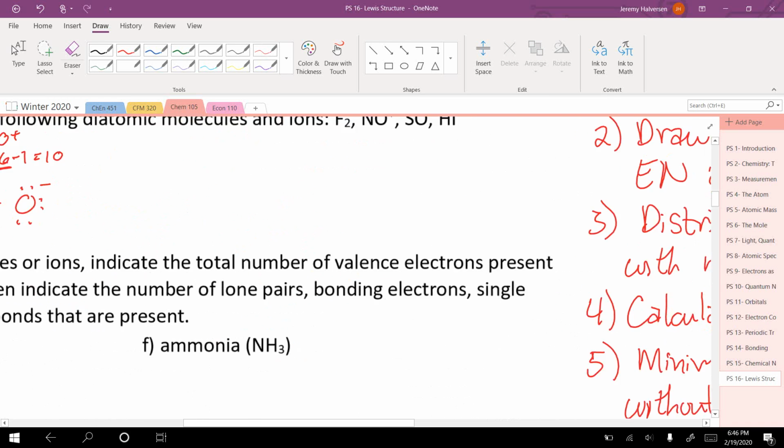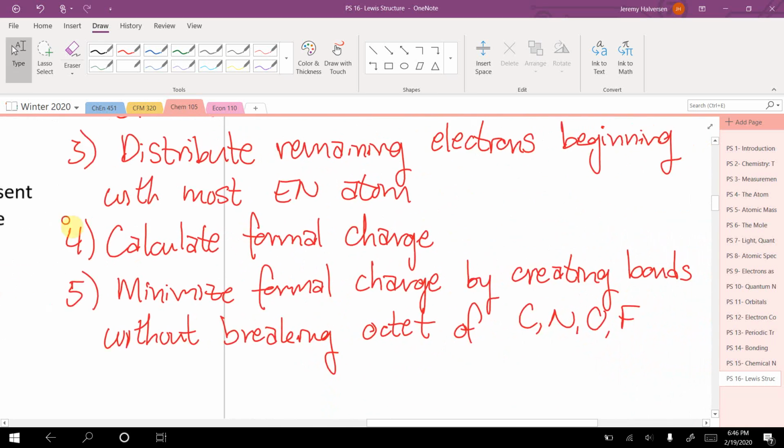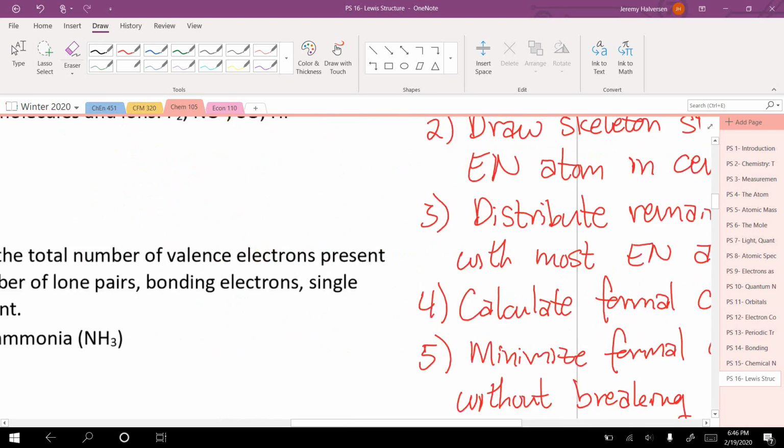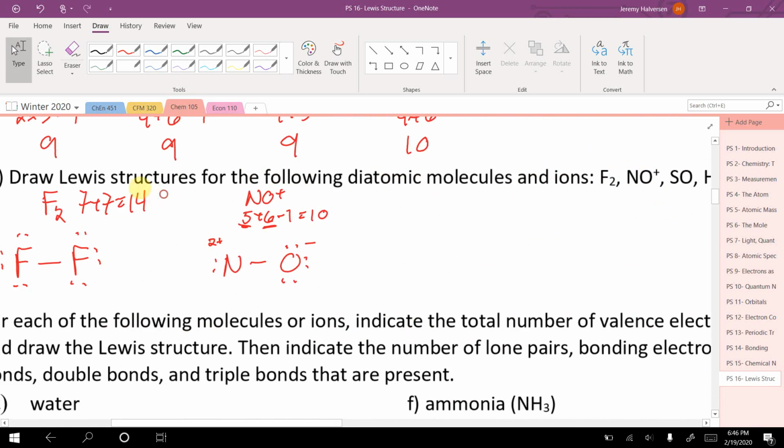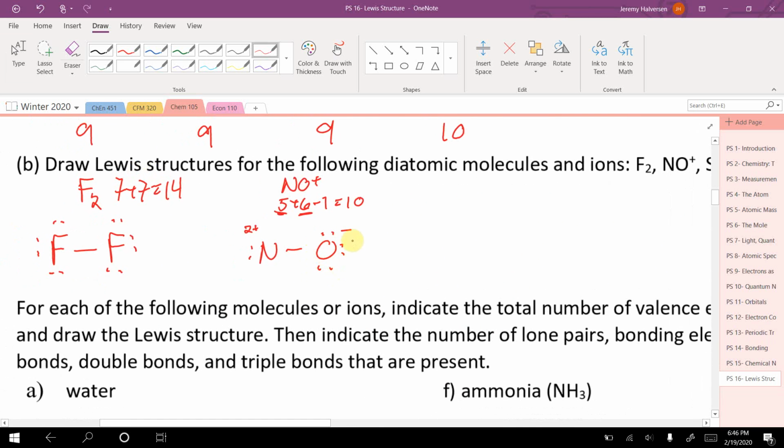So next step is to minimize formal charge by creating bonds without breaking the octet of C, N, O or F. All right, how do we do this? Well, this oxygen has a negative formal charge. It's bonded to a nitrogen with a positive formal charge. That means this oxygen has an extra electron than it normally has. This nitrogen is missing some.